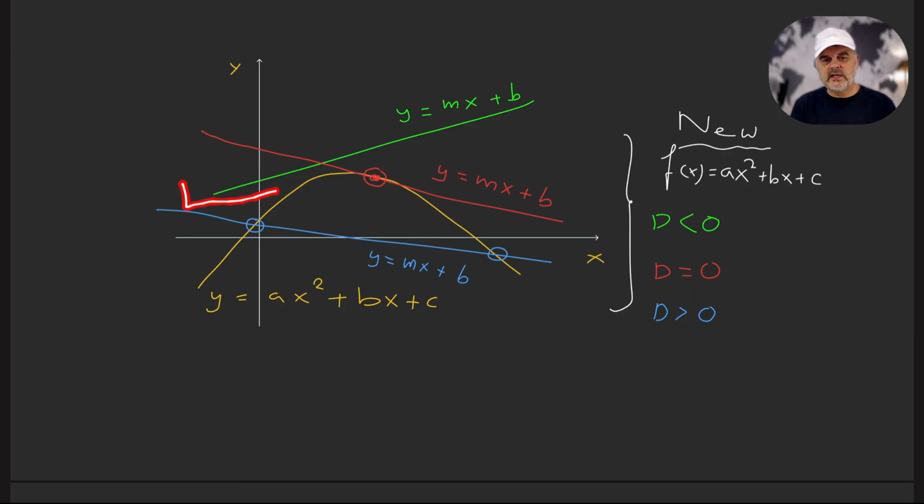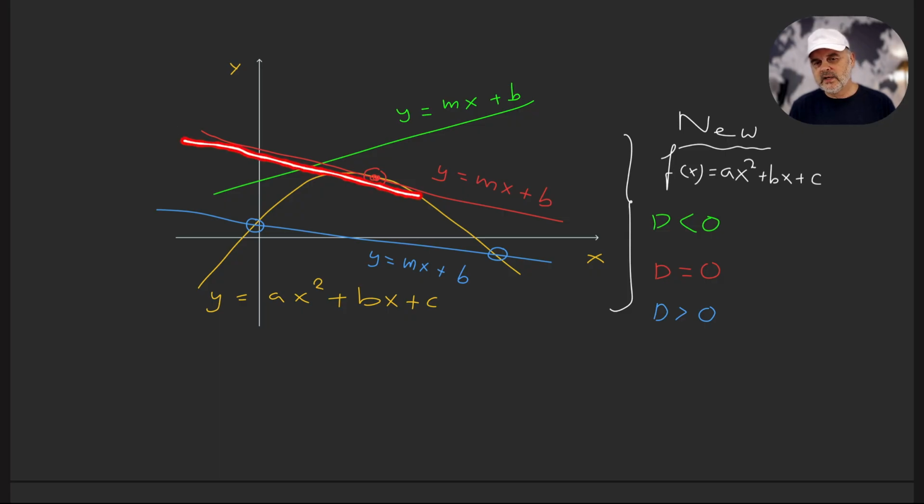Let's look at the green line, y equals mx plus b. That line does not intersect with this parabola. If we were to put the two equations together to create a new equation, you would quickly see in the process of solving that quadratic equation that the discriminant is negative. When you have a situation like that, you understand that there are no points of intersection, and you make that conclusion right away.